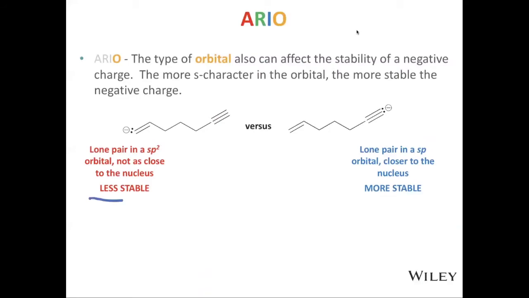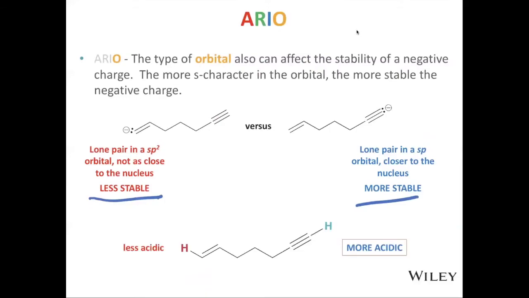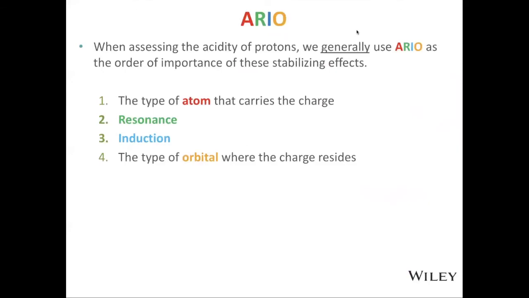So the lone pair on an sp2 is not as close, so it is less stable. The lone pair on the sp is closer, so it is more stable. So the more acidic proton is the one on the triple bond. So in summary, we have ARIO. We have to do it in that order.